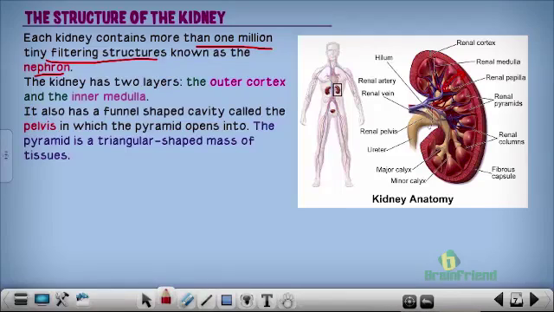When the kidney is cut into two, we can find that it has two layers. The outer layer, which we call the renal cortex, and the inner layer, which is every other part within here, known as the renal medulla. We also have this part known as the renal pyramids and the renal pelvis.